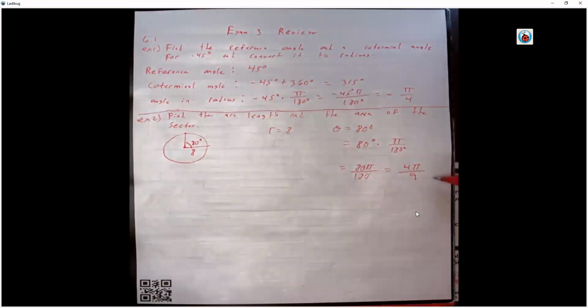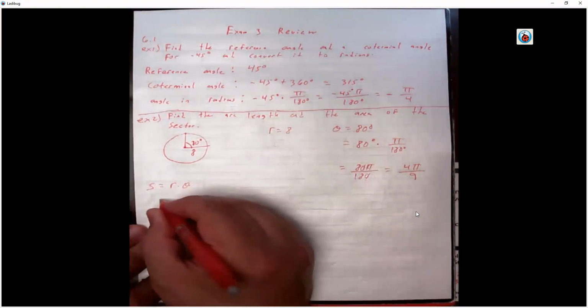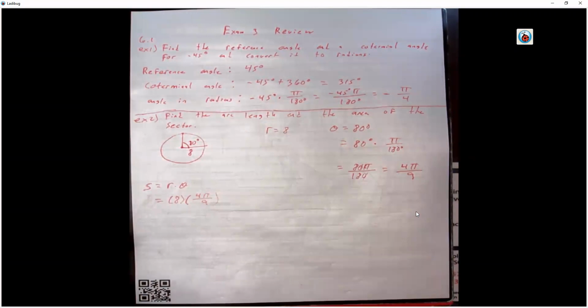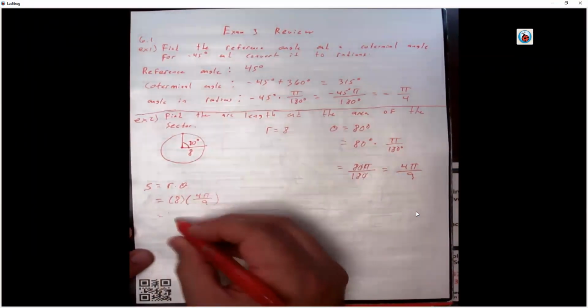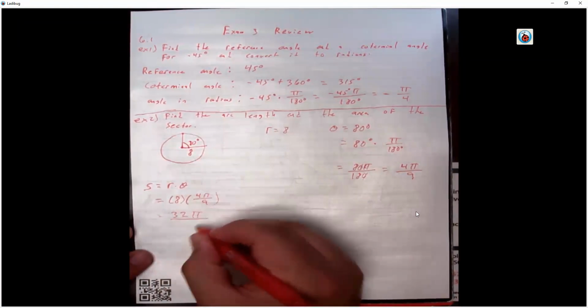Now that we have the radius and angle, we can just use these formulas. Arc length is S equal to R times theta. So just multiply them and you'll be good. So 8 times 4 pi over 9. That's your arc length, which is what? 8 times 4? 32.